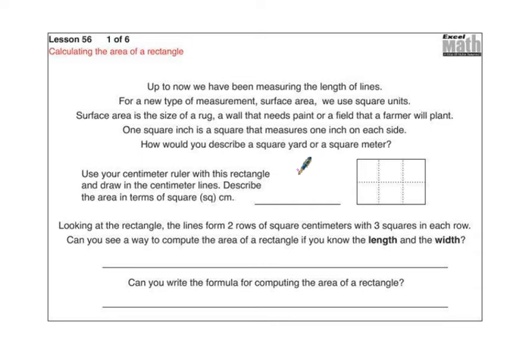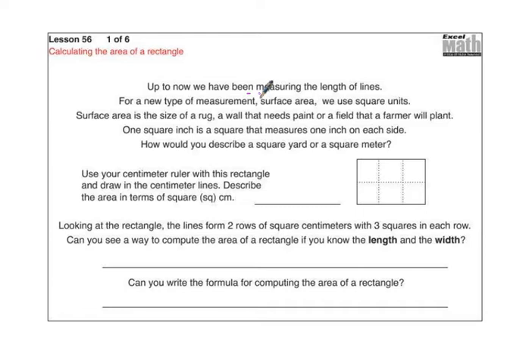All right, 5th grade Excel, lesson 56. We're going to figure out how to find the area of a rectangle today. Earlier, we learned how to find the perimeter of something. That's the measurement around the outside edge. Now we're going to find how to measure the inside of the shape.